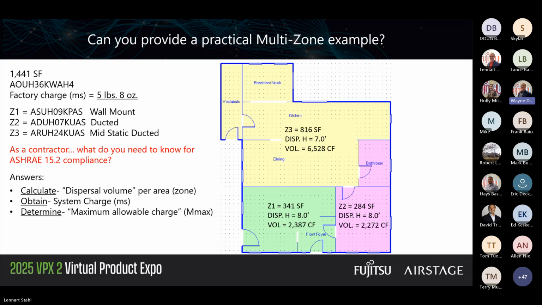Middle bullet point: we want to obtain the system charge, that is MS. And that's pretty easy. We'll talk a little bit more about how to do that. And what we have to calculate, the more challenging task here, is the max allowable charge for that smallest volume area. And that's what we'll use the table for. So, next slide.